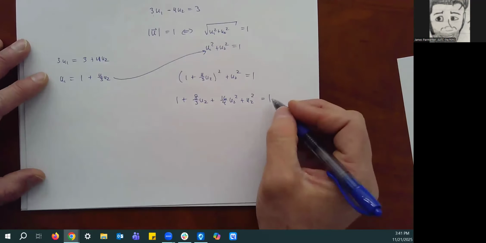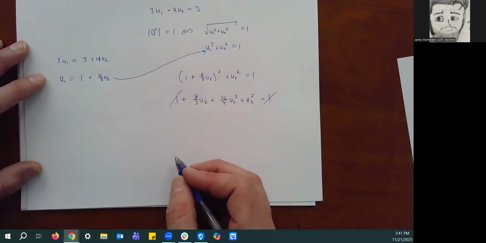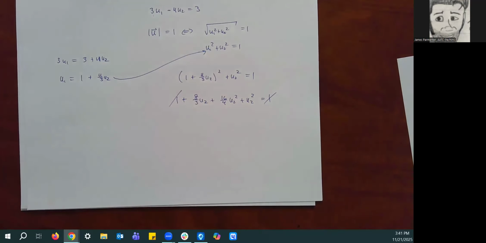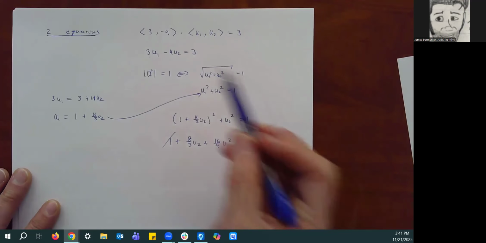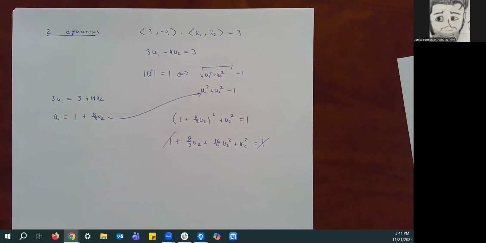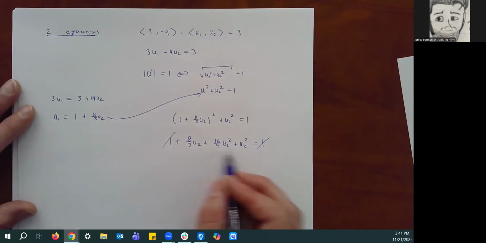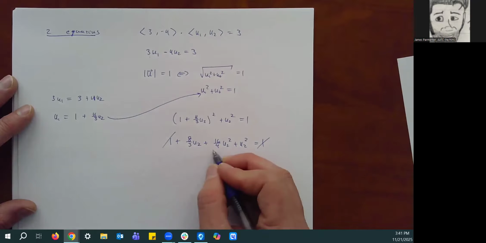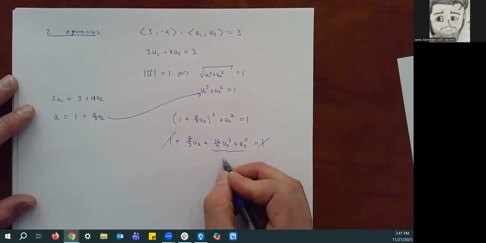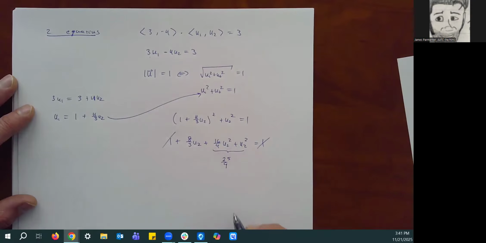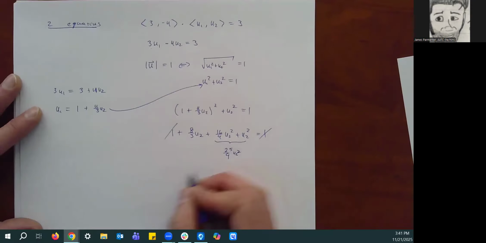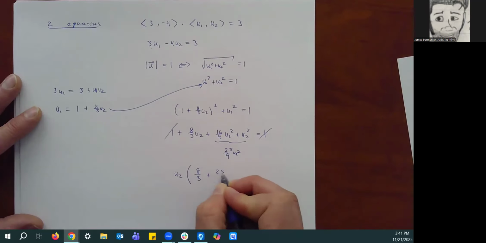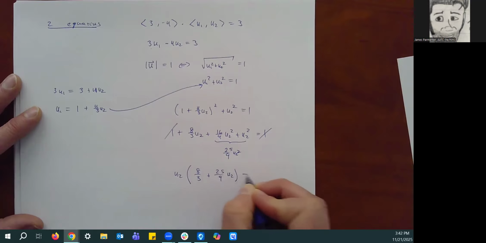At least the ones cancel. That's a benefit. Yeah, the ones cancel. I was like, that means I'm going to get u2 equal to 0, which I totally should because (1, 0) was one of my vectors that worked. Great. So combining things together and factoring out a u2, I have 16 over 9 plus 1 is 25 over 9. So I have u2 times (8 thirds plus 25 over 9 u2) equal to 0.